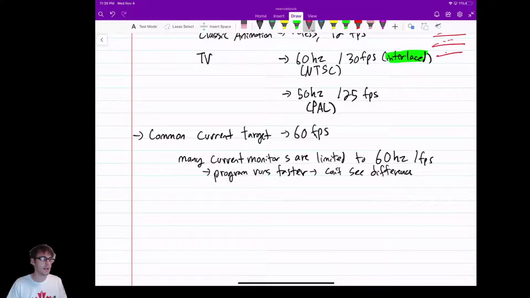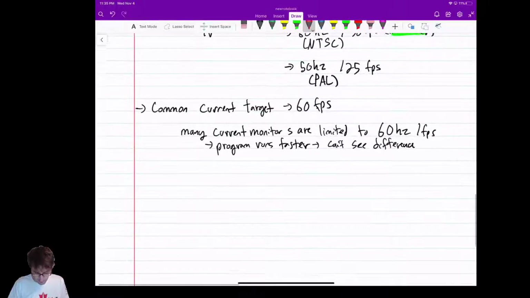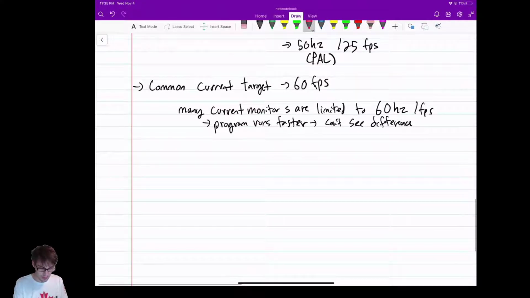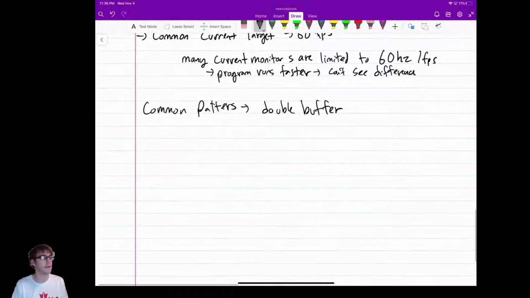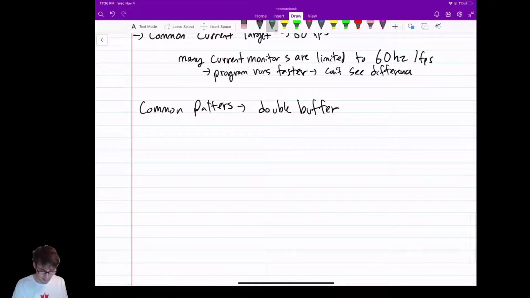Okay. So we try to draw up to 60 frames a second unless you have a really high speed monitor. That's what we want to do. Now the common approach to programming this, we've learned about double buffers already, but I'm going to mention it again because that's really the way that it works. So the common pattern here is we use a double buffer. We've already learned about why and what this means for tearing and that kind of thing.